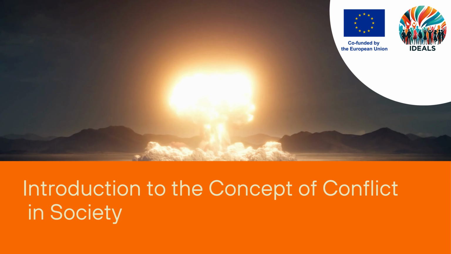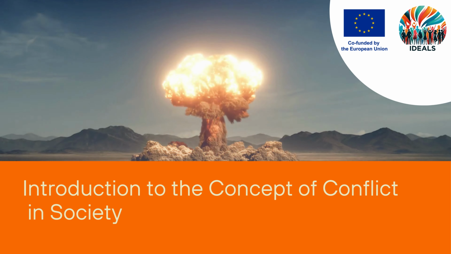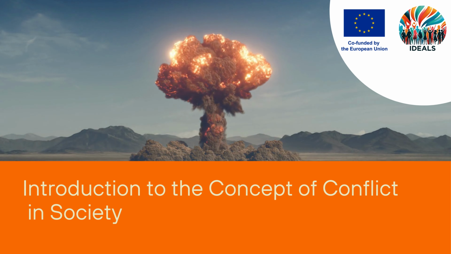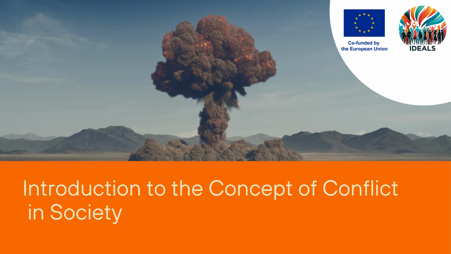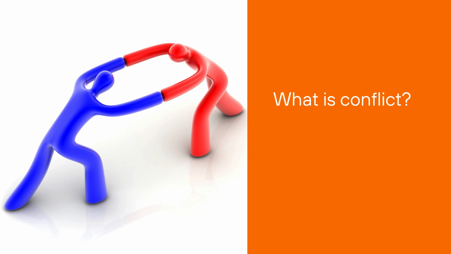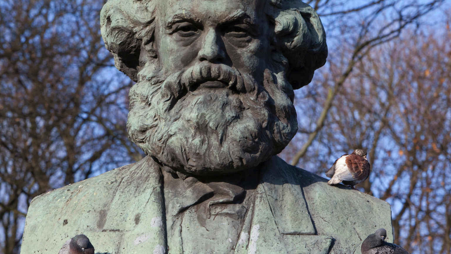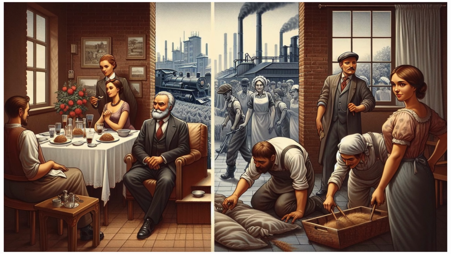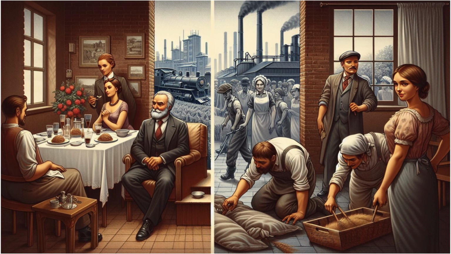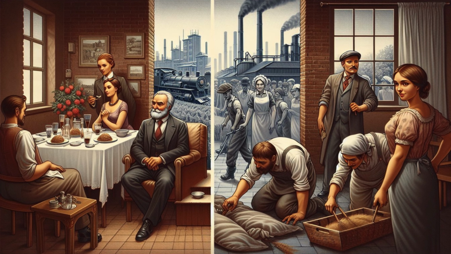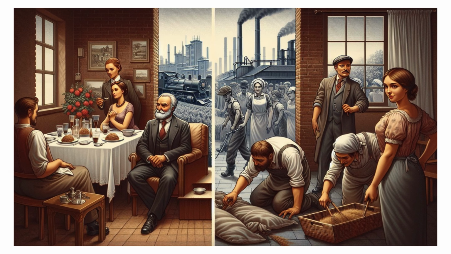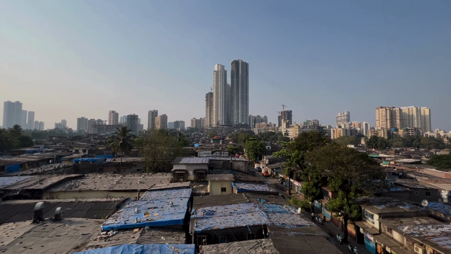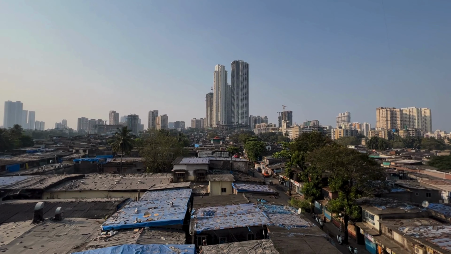In this video we will explore the nature of conflict, its causes, and how understanding and addressing conflict is essential for fostering a democratic society. Conflict has been a central theme in sociological theory, particularly in the works of Karl Marx. Marx defined conflict as the struggle between different social classes over the control of resources and power. According to Marx, society is divided into two main classes: the bourgeoisie, who own the means of production, and the proletariat, who sell their labor. This economic disparity leads to inherent conflicts of interest between the classes.